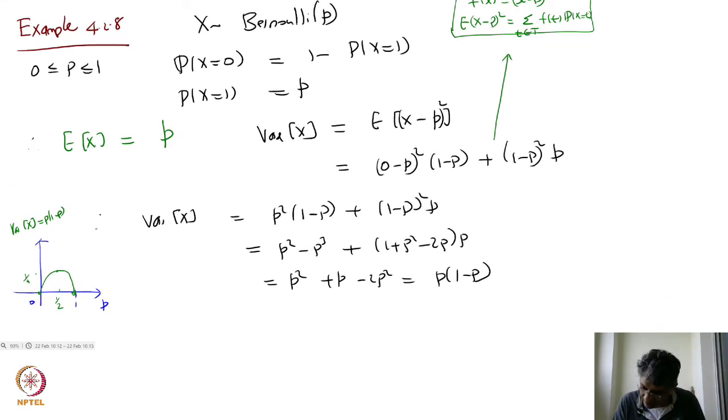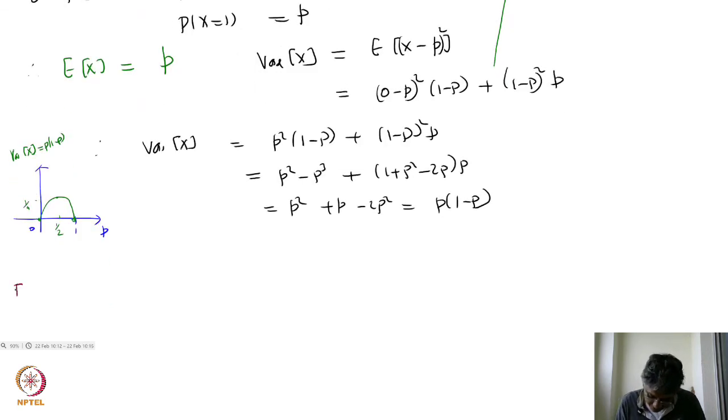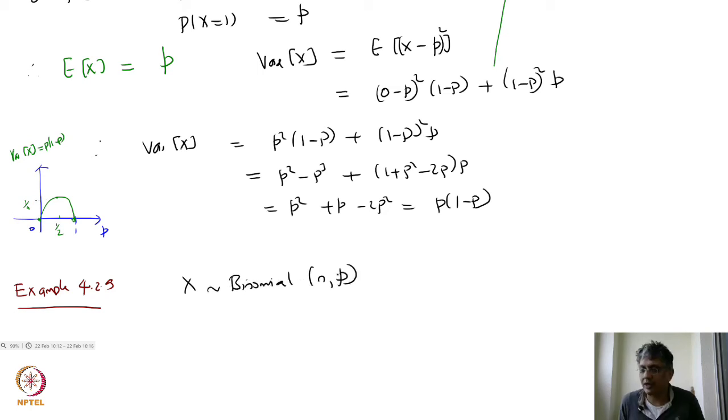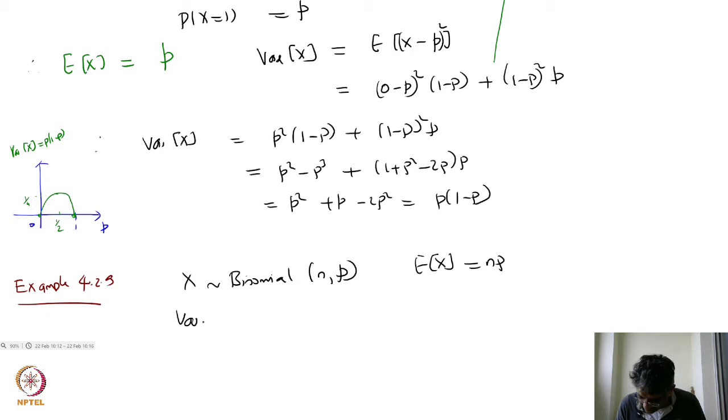So let me do another example. Let's do the binomial, which is what we like to do. So example: if we take n independent Bernoulli trials, a staple example. So let's say X was Binomial(n, p). I already know that E of X is n times p, because we did that before. Now, variance of X.